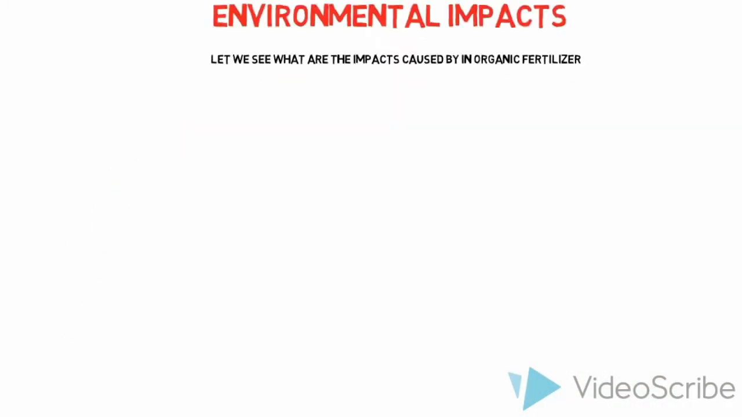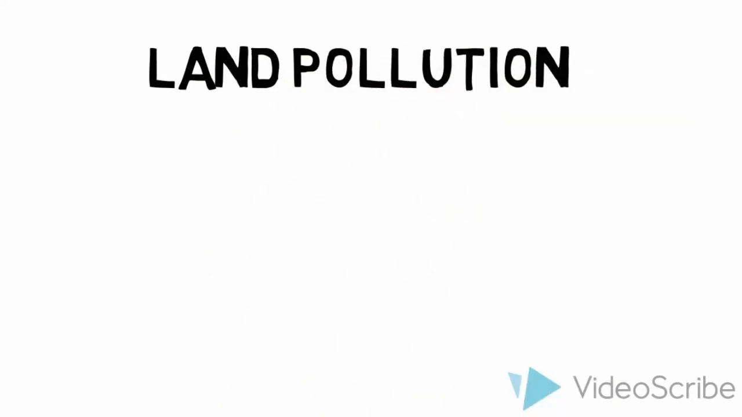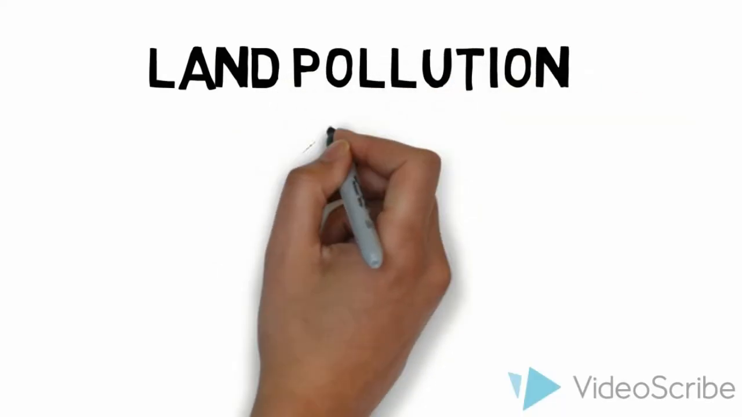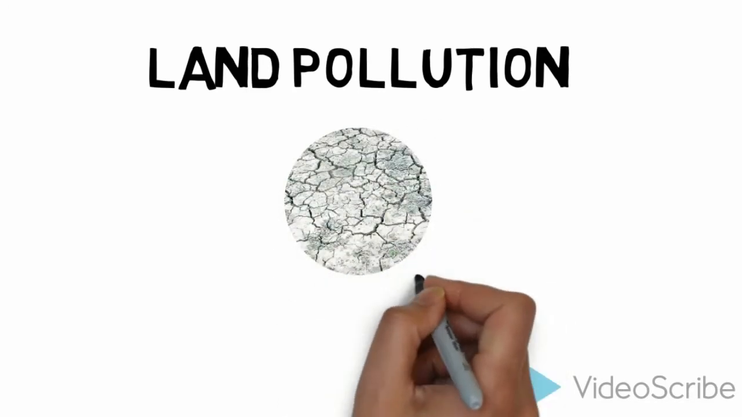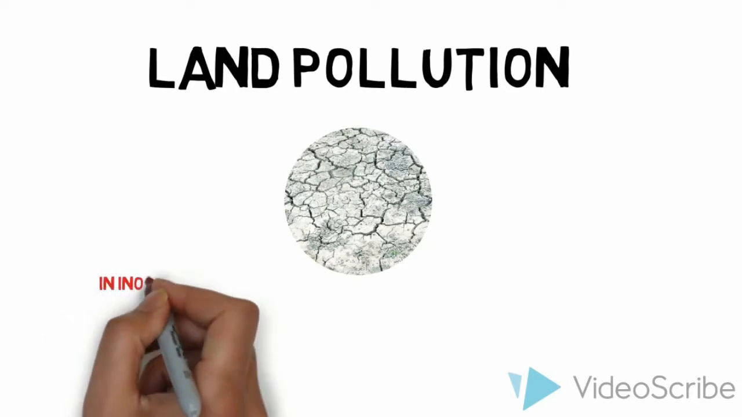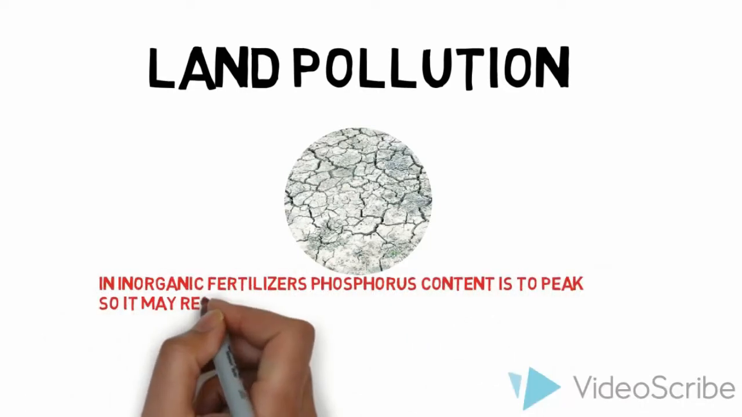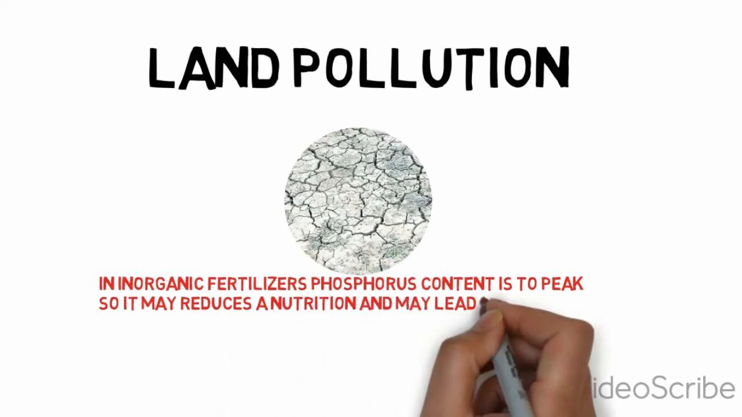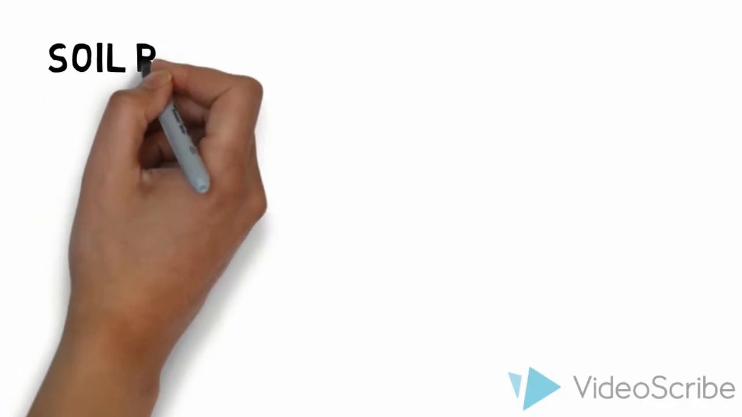First, land pollution. Land pollution is caused by inorganic fertilizer by applying ammonia to the land. Due to this ammonia, more of the land cracks and it absorbs more water contamination. In inorganic fertilizer, the phosphorus content is at a peak, so it may reduce the nutrition and may lead to diversification. Next, let me explain soil pollution.